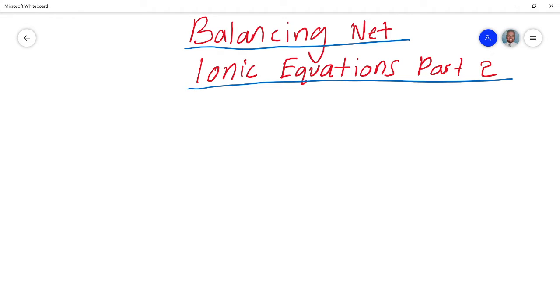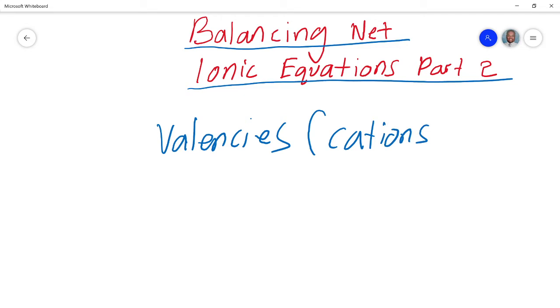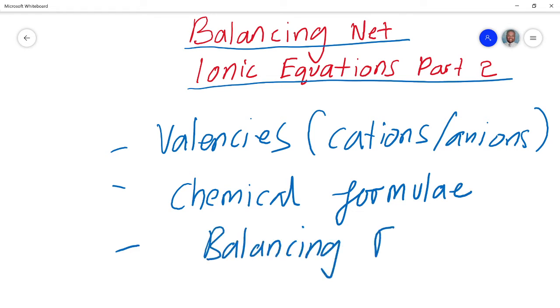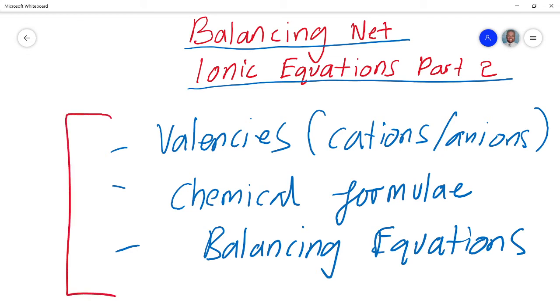The more different types of reactions we see, the better our opportunities to score higher marks when we get questions on balancing net ionic equations. If you remember the basics of getting full marks when told to work out the net ionic equation, you've got to remember your valencies, by which I mean you need to know the correct cations and anions. You also need to know the chemical formulas of the compounds taking part in a reaction, both reactants and products. You also need to know how to balance equations. It's very important that you learn these three, because when I'm going through net ionic equations, I assume you know how to do these three components.